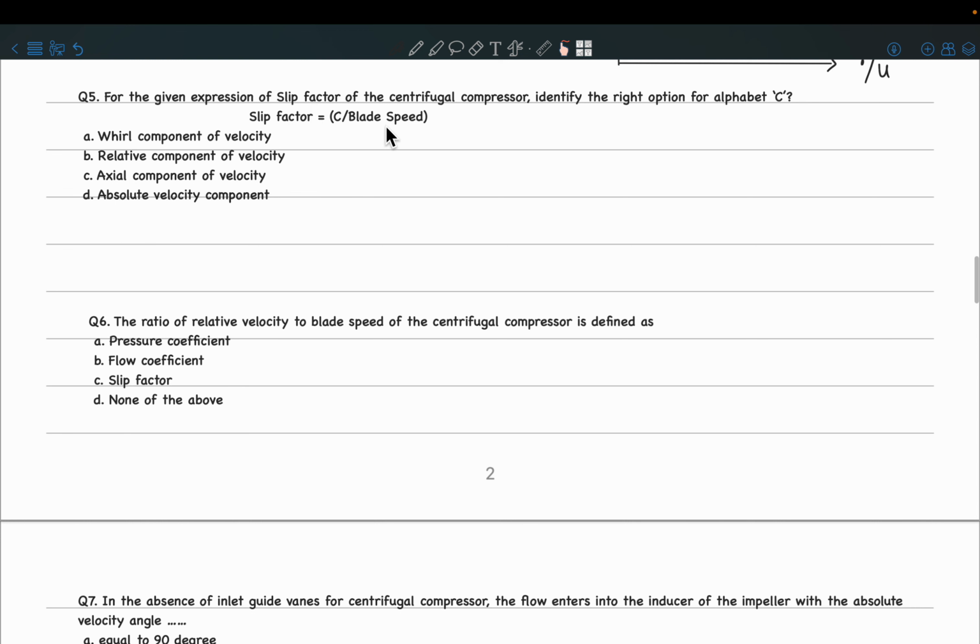Yeah, tangential component upon blade velocity. So what is the answer from here? Question 5. If you see the options, tangential velocity is also called the whirl component, right? Okay, so A is the answer. All right.